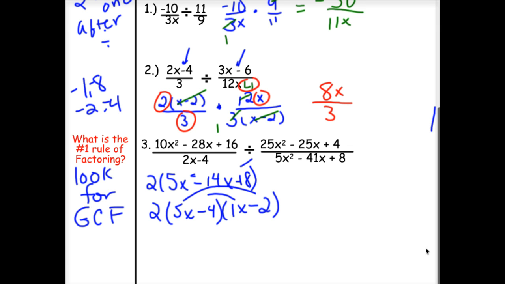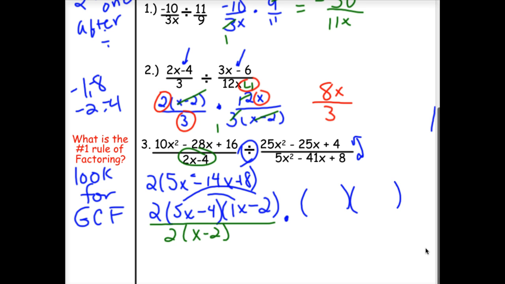Our denominator here, this 2x minus 4, we could factor a 2 out of that and have x minus 2 left. On the other side of our fraction, we are going to have to flip this one over because it is division, and instead of dividing, we're going to multiply by the reciprocal. So the 5x squared minus 41x plus 8 is going to move to the top, and we're going to look at how to factor that.